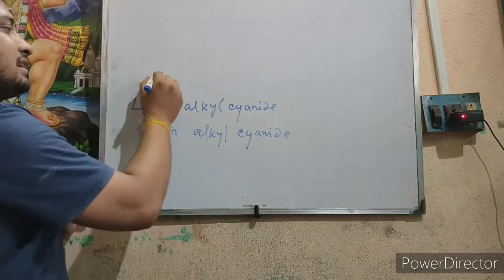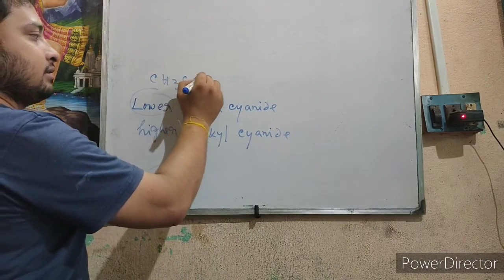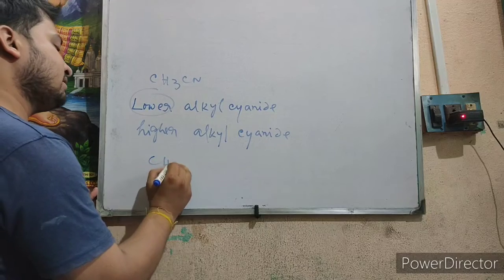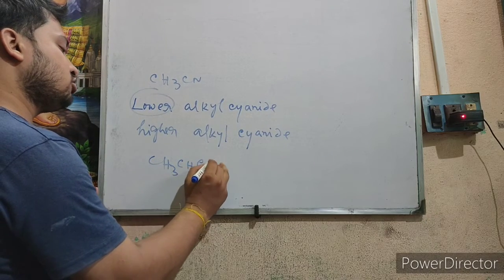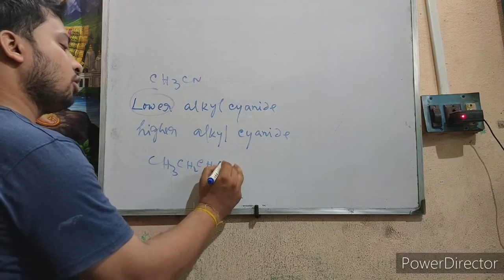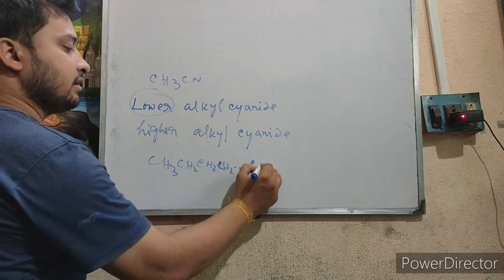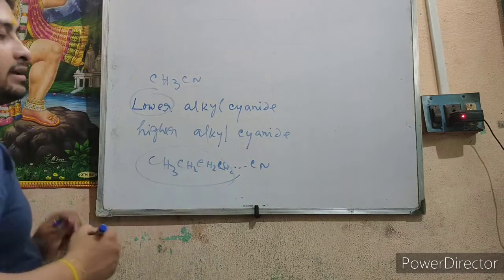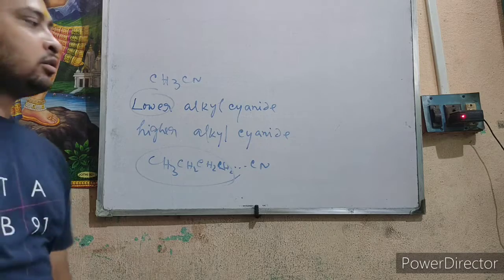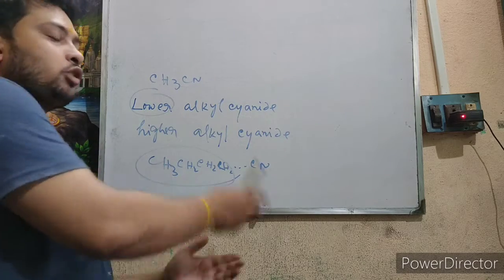So lower means just CH3CN. This is lower alkyl cyanide. Higher means CH3, CH2, CH2, CH2, and so on, then CN. So this is higher alkyl cyanide. Which shows you which is soluble in water?